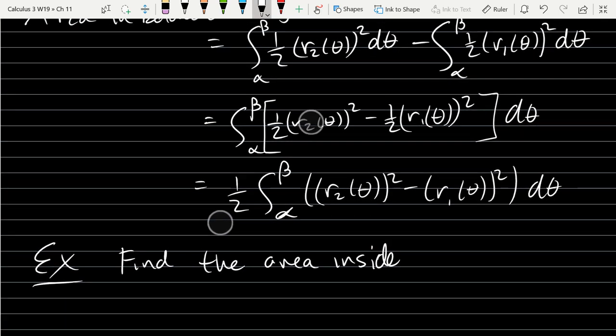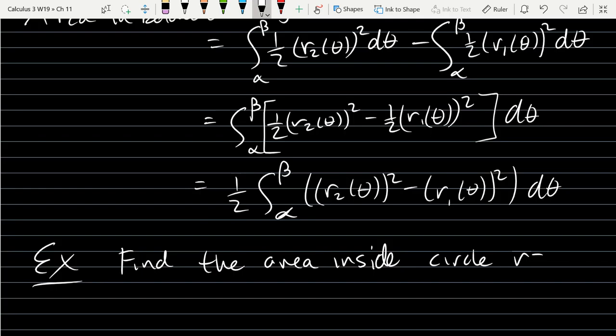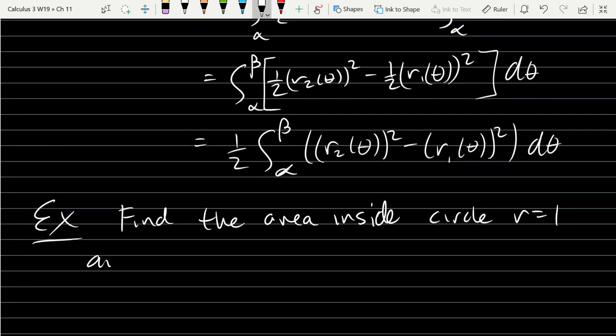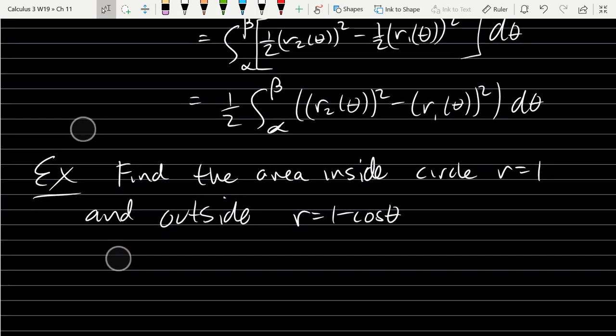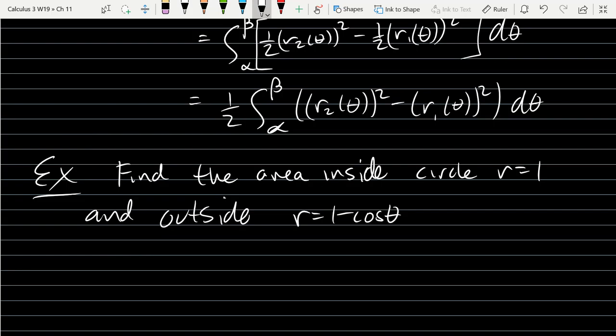So now we're going to find the area inside the circle, which will have the equation R equals 1, and outside, R equals 1 minus cos theta. So it says area inside the circle and outside the cardioid. Is the circle the big or the small? The circle's the big. That may seem weird because I want the area inside the circle, but you want the area inside the bigger one, outside the smaller one. That's how you want to think of it.